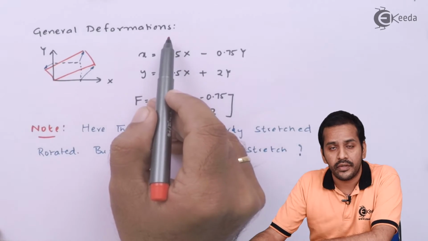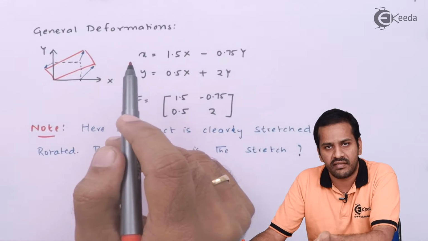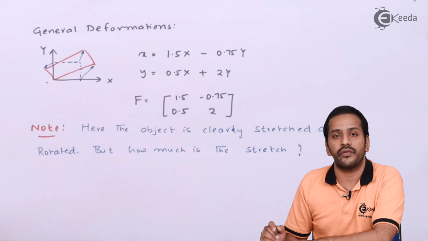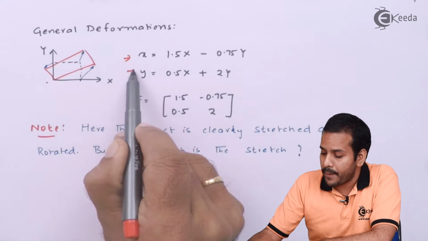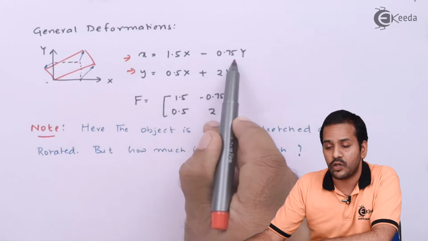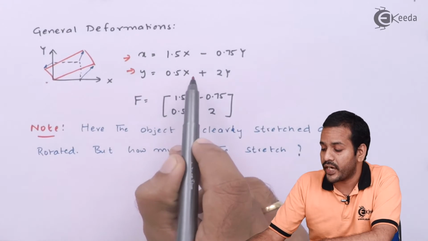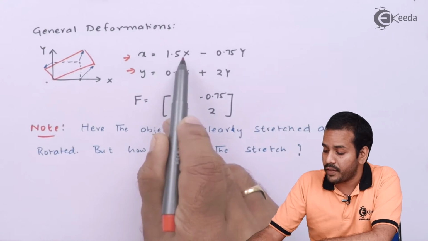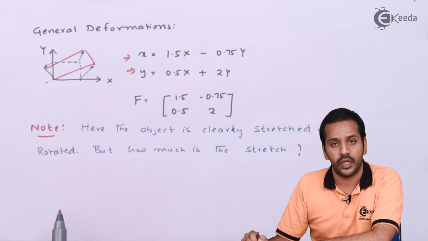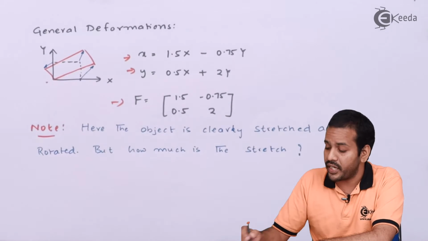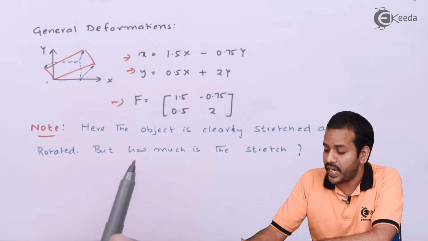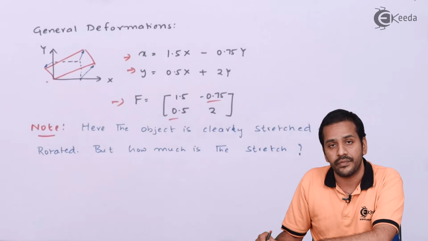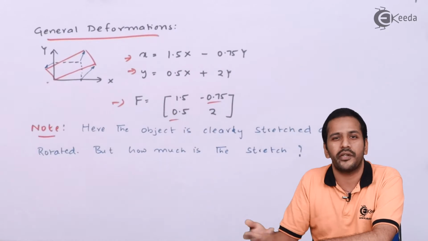General deformations: it's a combination of rotations as well as deformations. So if you take this, this is the initial configuration and this is the final configuration. Now if you see this, let the mappings be small x is equal to 1.5 times X minus 0.75 Y and small y is equal to 0.5 times capital X plus 2 times capital Y. Now what is F? F is nothing but 1.5, minus 0.75, 0.5 and 2. So this is F. It is not symmetric, so that is why there are stretchings that happen, as well as these off diagonal terms are not equal. That is, there is some net rotation happened in this deformation. So this represents some sort of general deformation.